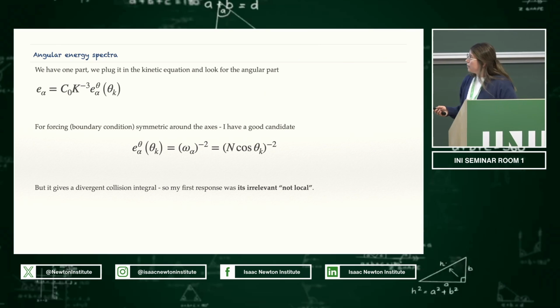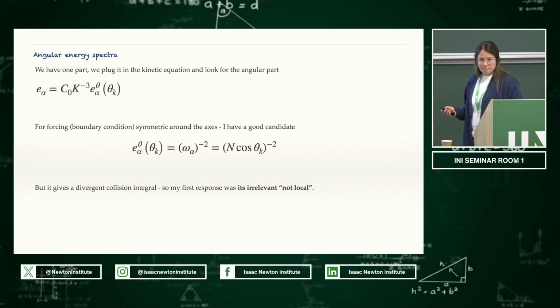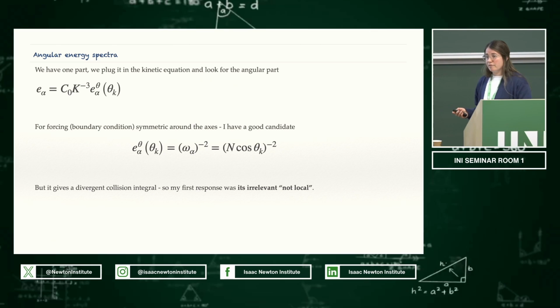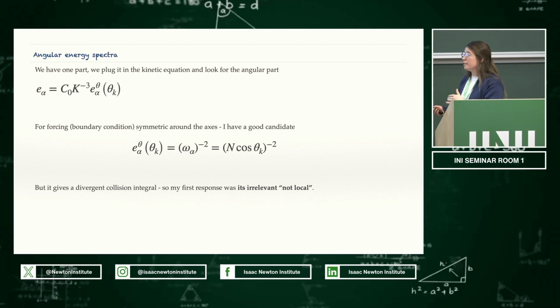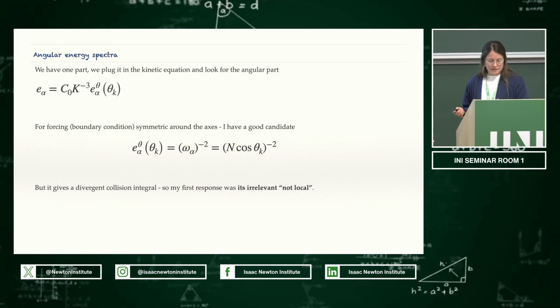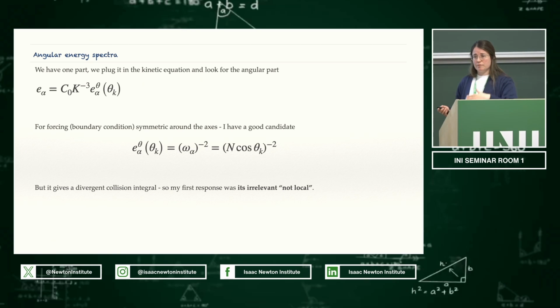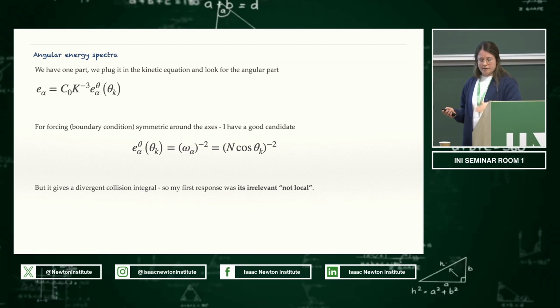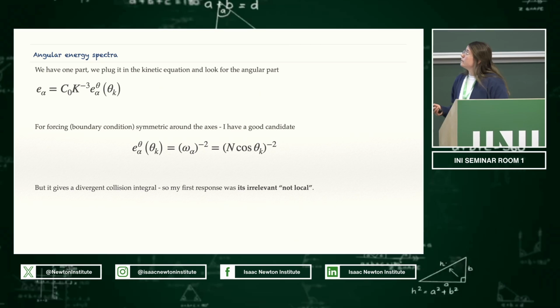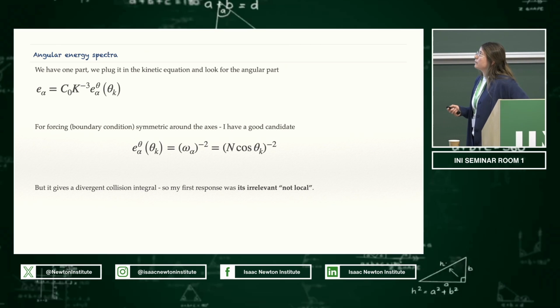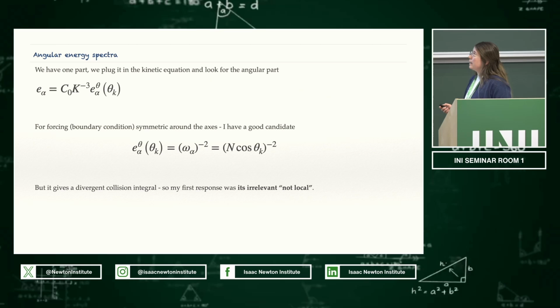So if you wonder what this power is, it's not a magical power, it's just the homogeneity degree of the interaction coefficient plus the space dimensionality. So if we're in 3 dimensions, we expect for the energy cascade to have -4. Okay, so now we have one part of the energy spectrum, k to the -3, and I want to look for the angular part. And I'm going to plug it back in the kinetic equation and look for the angular part.